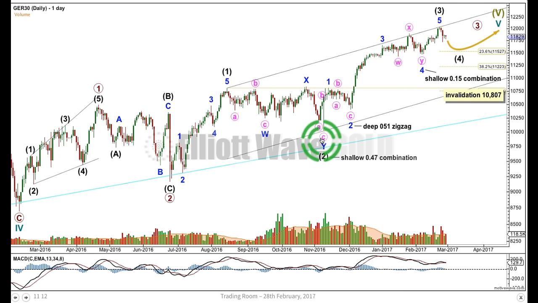The second wave correction was reasonably time consuming, so I'd expect the corresponding fourth wave correction may not be quite as time consuming, but should be somewhat in proportion so that the wave count has the right look. The second wave was on the shallower side. It's less than 0.5 the depth of the first wave, and it's a combination. So given the guideline of alternation, I'd expect the fourth wave to be a zigzag, most likely, maybe a double zigzag, and maybe more shallow.